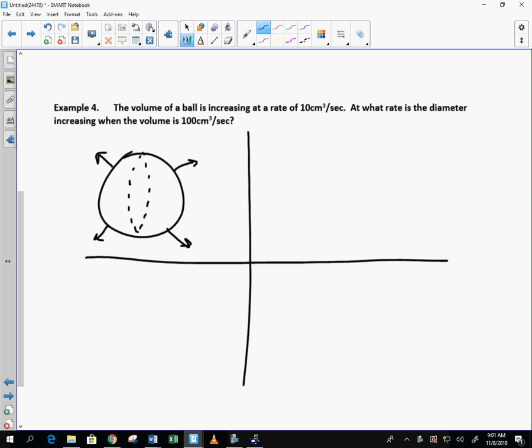Circumference, area, volume, surface area. Did you say pi? Time. Okay, thank you. Time is changing. And they are all changing with respect to time, which is what makes this so beautiful. That's why we do the derivative with respect to time. But first, we need an equation. Somebody want to give me the equation?